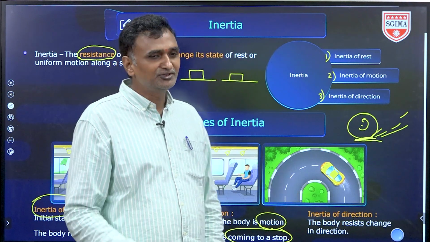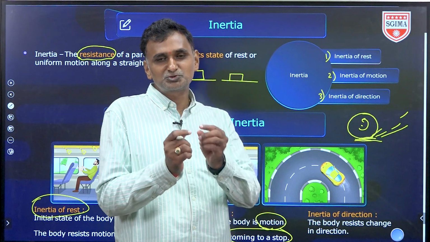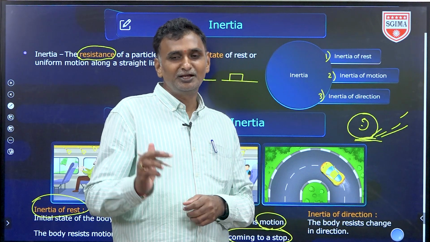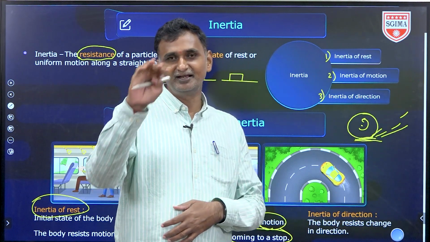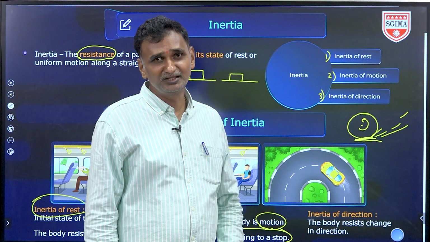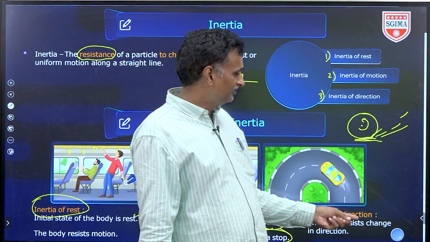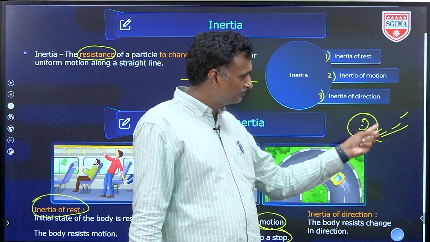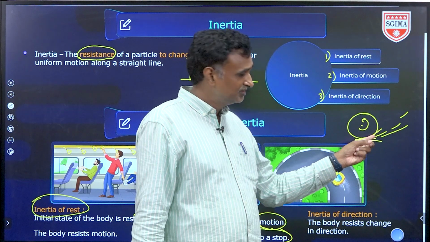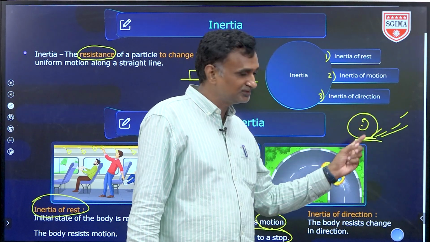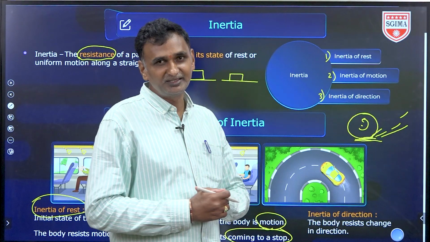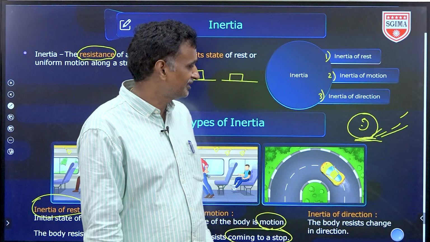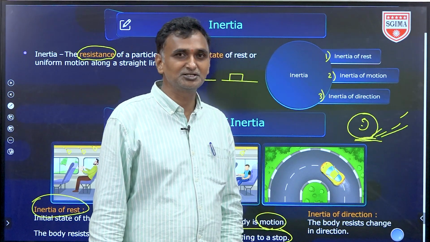And next, when we rotate a stone tied with a thread in circular motion and then cut the thread, it suddenly moves along the tangential path. Before that it was moving in circular motion. It goes along the tangential path because the tension that was keeping it in the circle is no longer there once you cut the string. So these are some examples of inertia of direction.